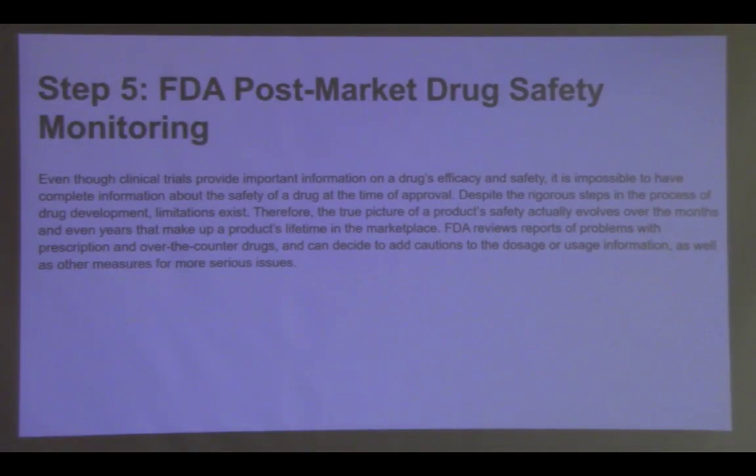Again, once it's approved, there's going to be some potential FDA post-market drug safety monitoring. It gets updated all the time with IND safety reports, investigational new drug safety reports. Those are collected throughout the life of the study and post-marketing.